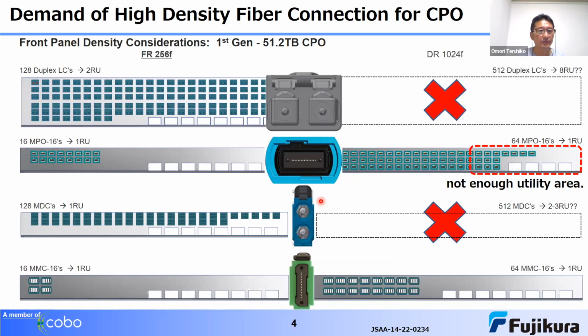This slide shows front panel density considerations for a 51.2 terabit CPO switch.